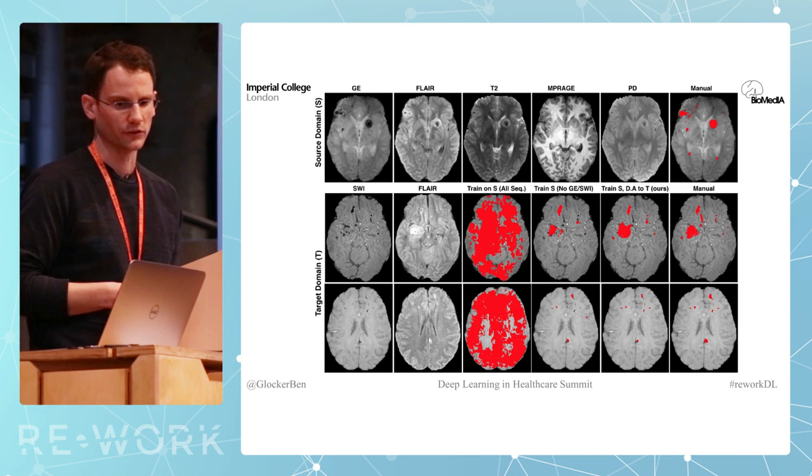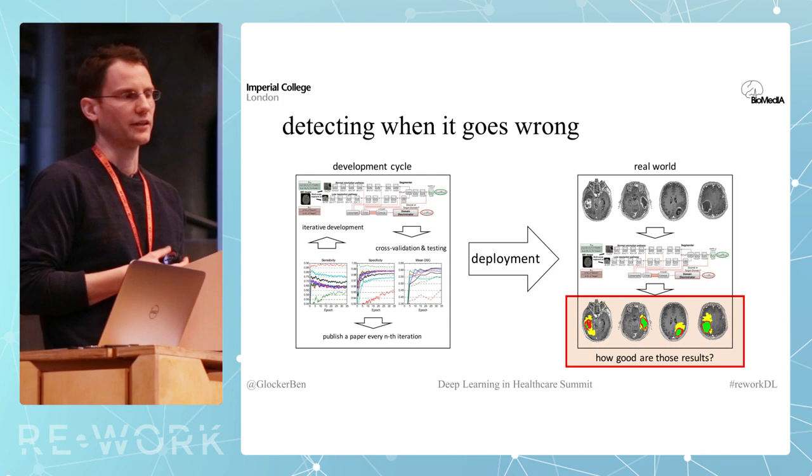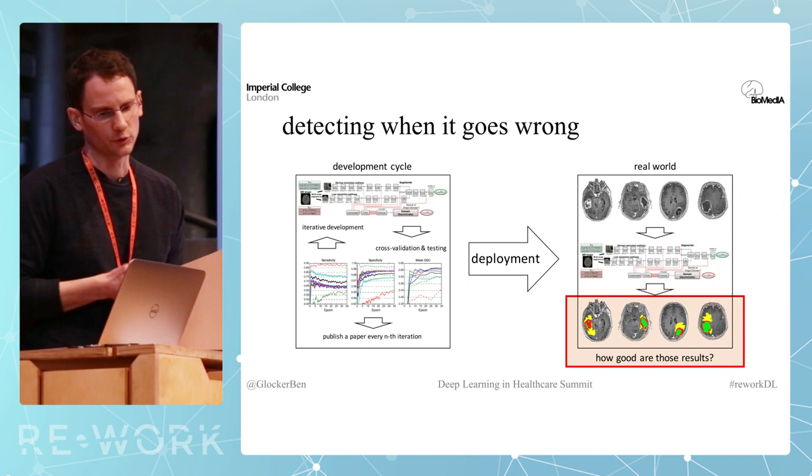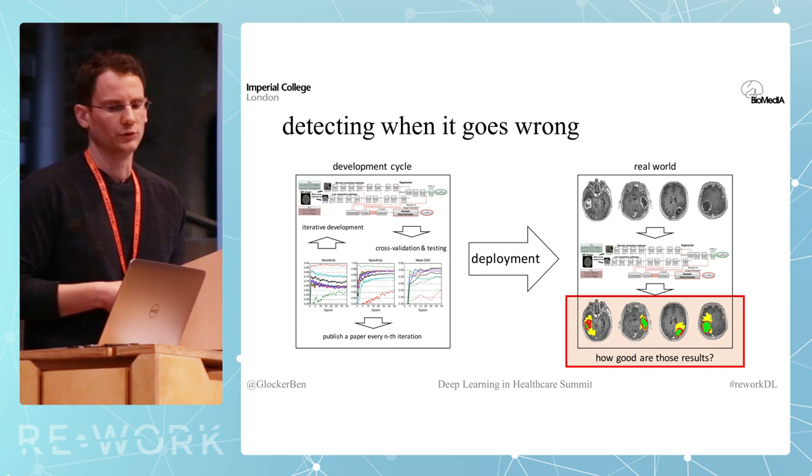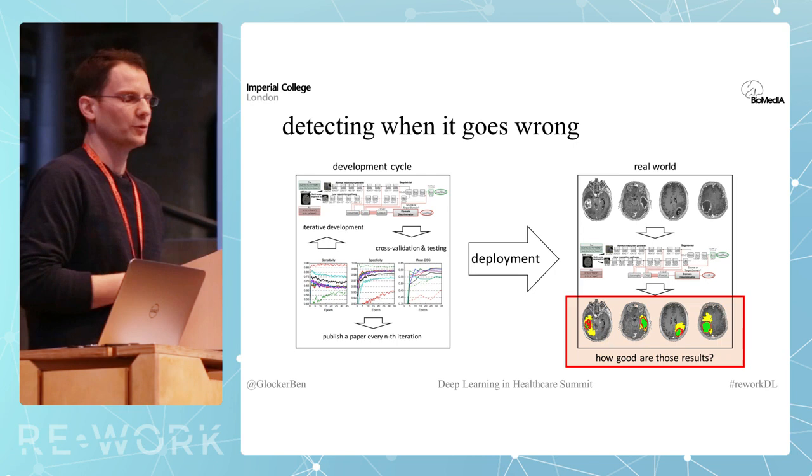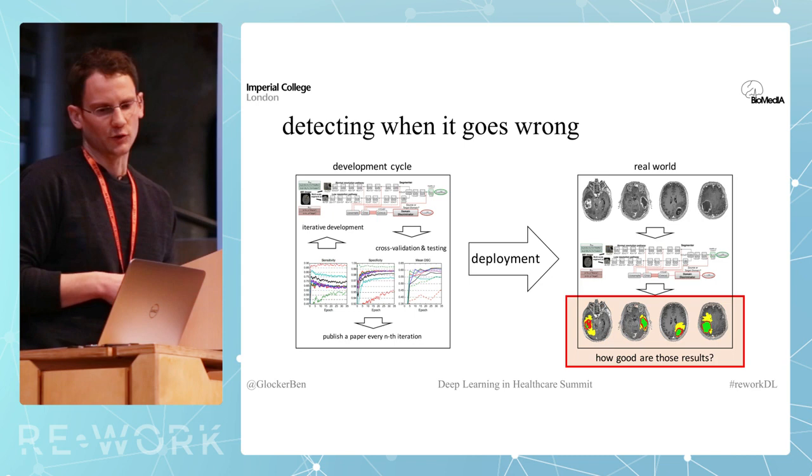So the second challenge is about detecting when it goes wrong. Very often when you build these neural networks, you have this development cycle. You build a neural network, you do validation and testing, you look at your learning curves, you do modifications on your network, and you live in this cycle. At least in academia, we often live in this cycle, and then every nth iteration we try to publish a paper. Now the problem is at some point you want to use those systems in clinical practice.